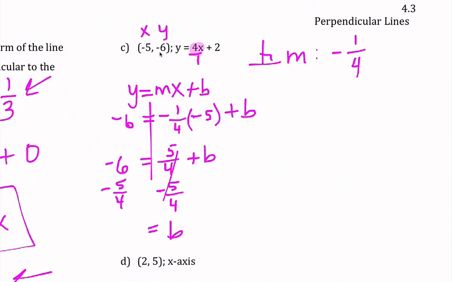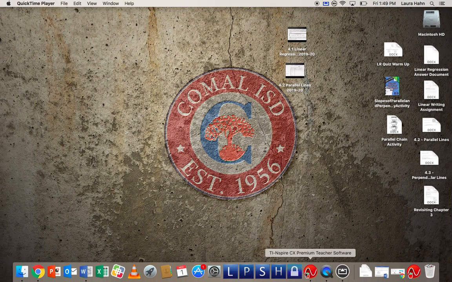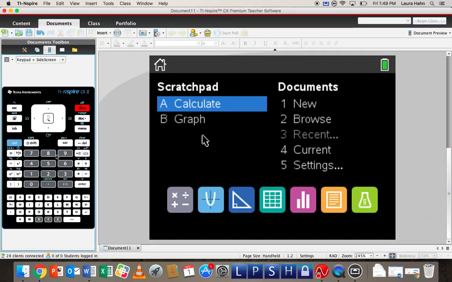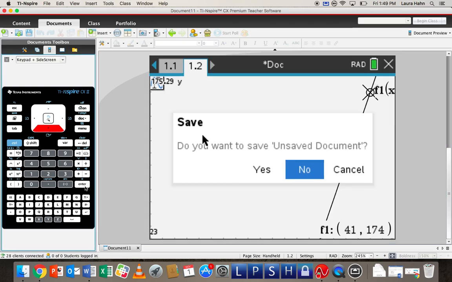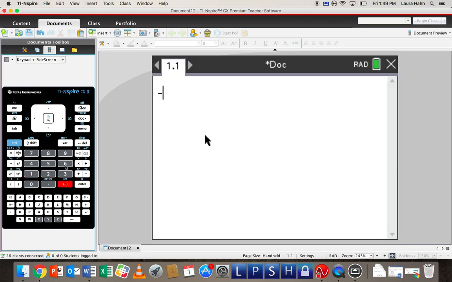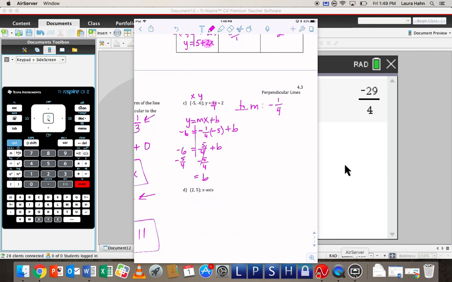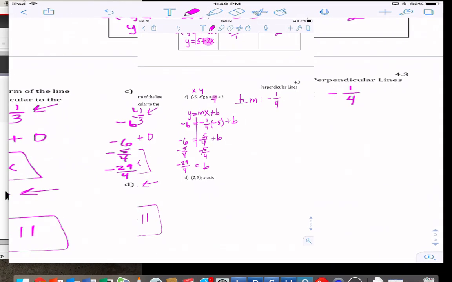And I have a lot of students that freak out at this point, but no big deal. We have a calculator if you need it. Negative 6 subtract 5 over 4. So we have a negative 6, and we're subtracting 5 over 4. So that's going to give us a negative 29 over 4. Doesn't always work out beautiful, and that's okay.